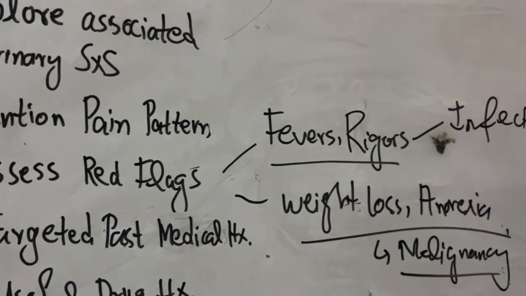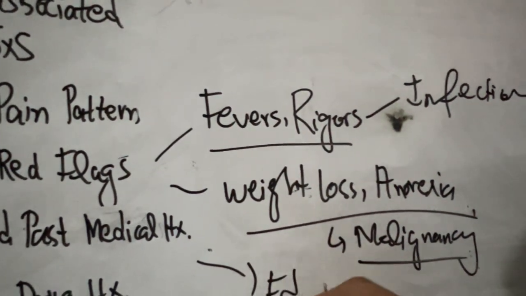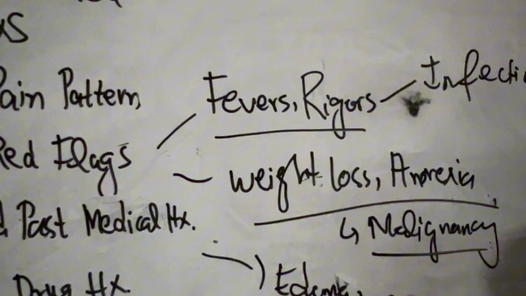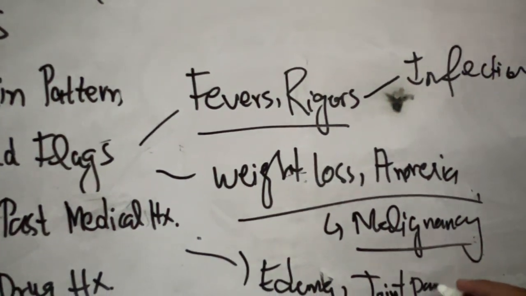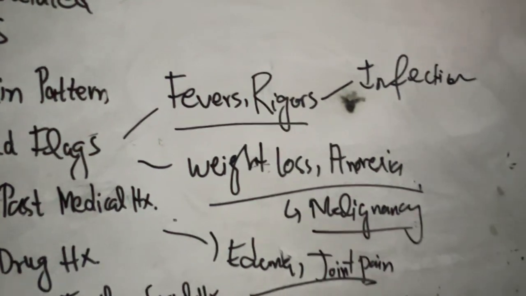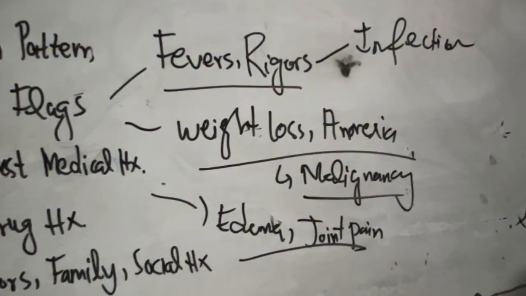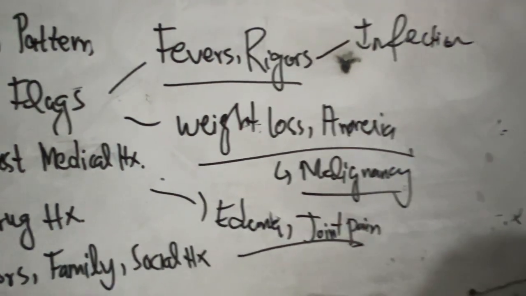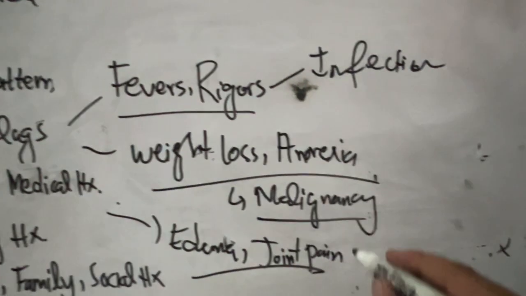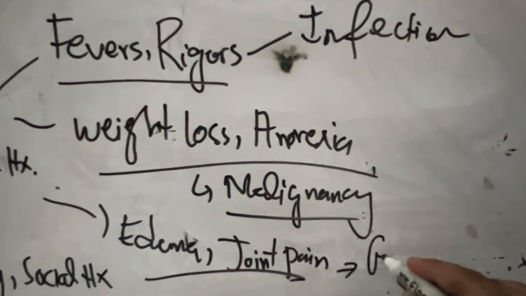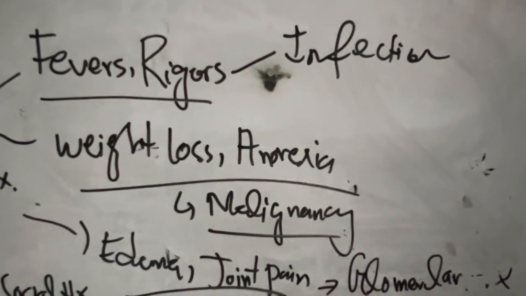We will ask about systemic features like edema. We will ask about joint pain if it is present. If edema is present, like swelling around the eyes, swelling of legs, or any other parts of the body, then it will suggest glomerular diseases.